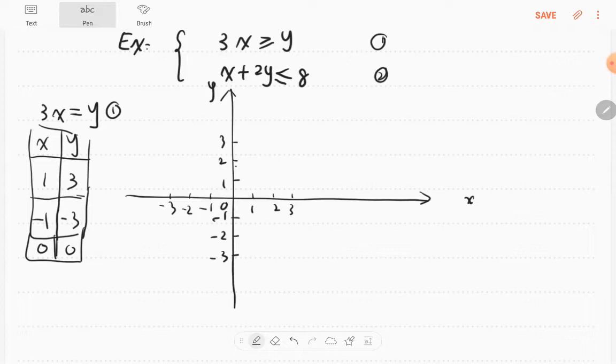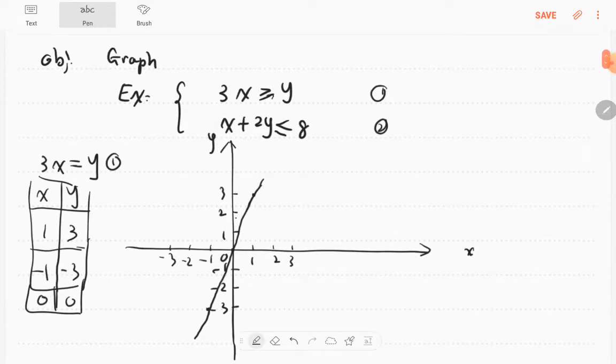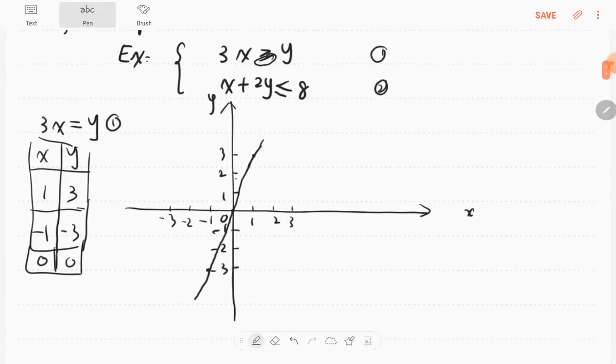So first we will have 1, 3. That will be this point. And the point -1, -3 will be this point. And we also have 0, 0. So we can connect them to have a straight line. And here I use the solid line because we have the equal sign in our original inequality. It's possible for y to be equal to 3x, so this will be the solid line.